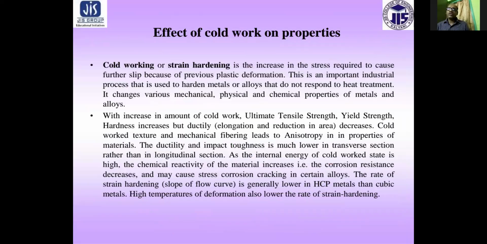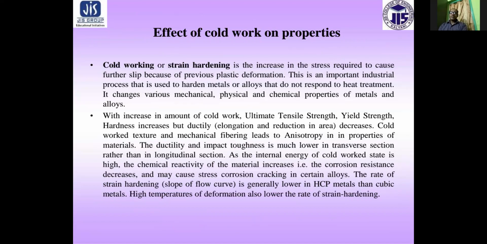Now, the effect of cold working on properties. Cold working or strain hardening is the increase in the stress required to cause further slip because of previous plastic deformation. It is an important industrial process that is used to harden metals or alloys that do not respond to heat treatment. It changes various mechanical, physical, and chemical properties of metals and alloys. With an increasing amount of cold work, ultimate tensile strength, yield strength, and hardness increase, but ductility decreases.